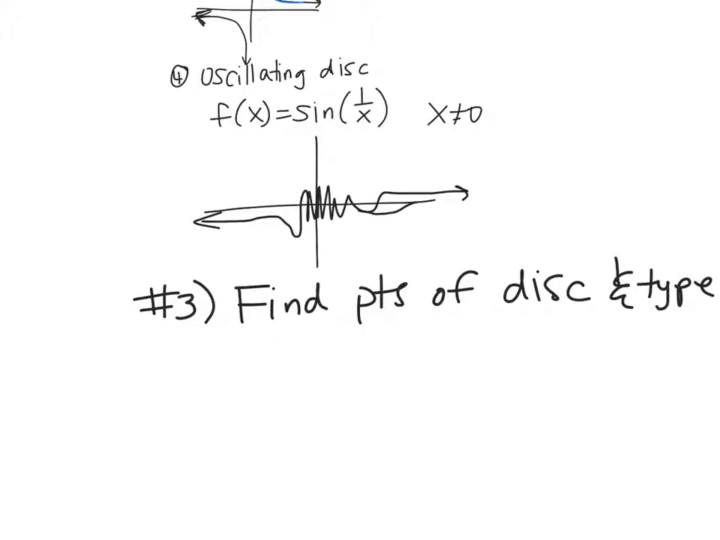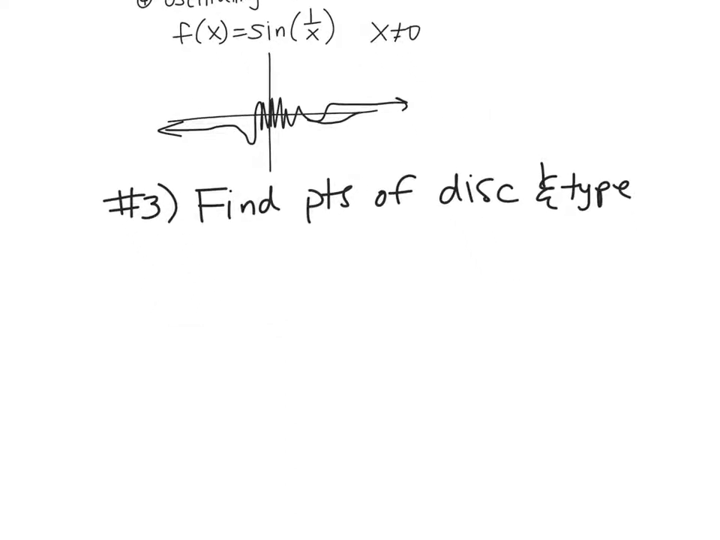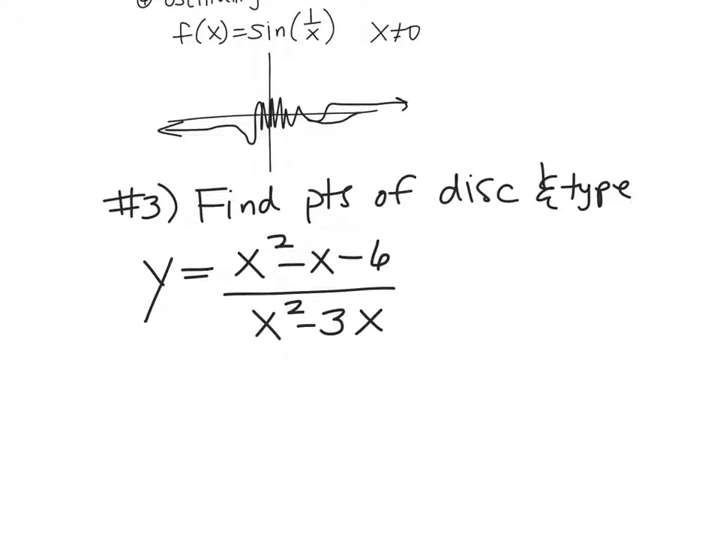Just did this in my class. They had to do the same exact problem I'm about to give you. He's doing just great. All right, y equals x squared minus x minus 6 over x squared minus 3x.